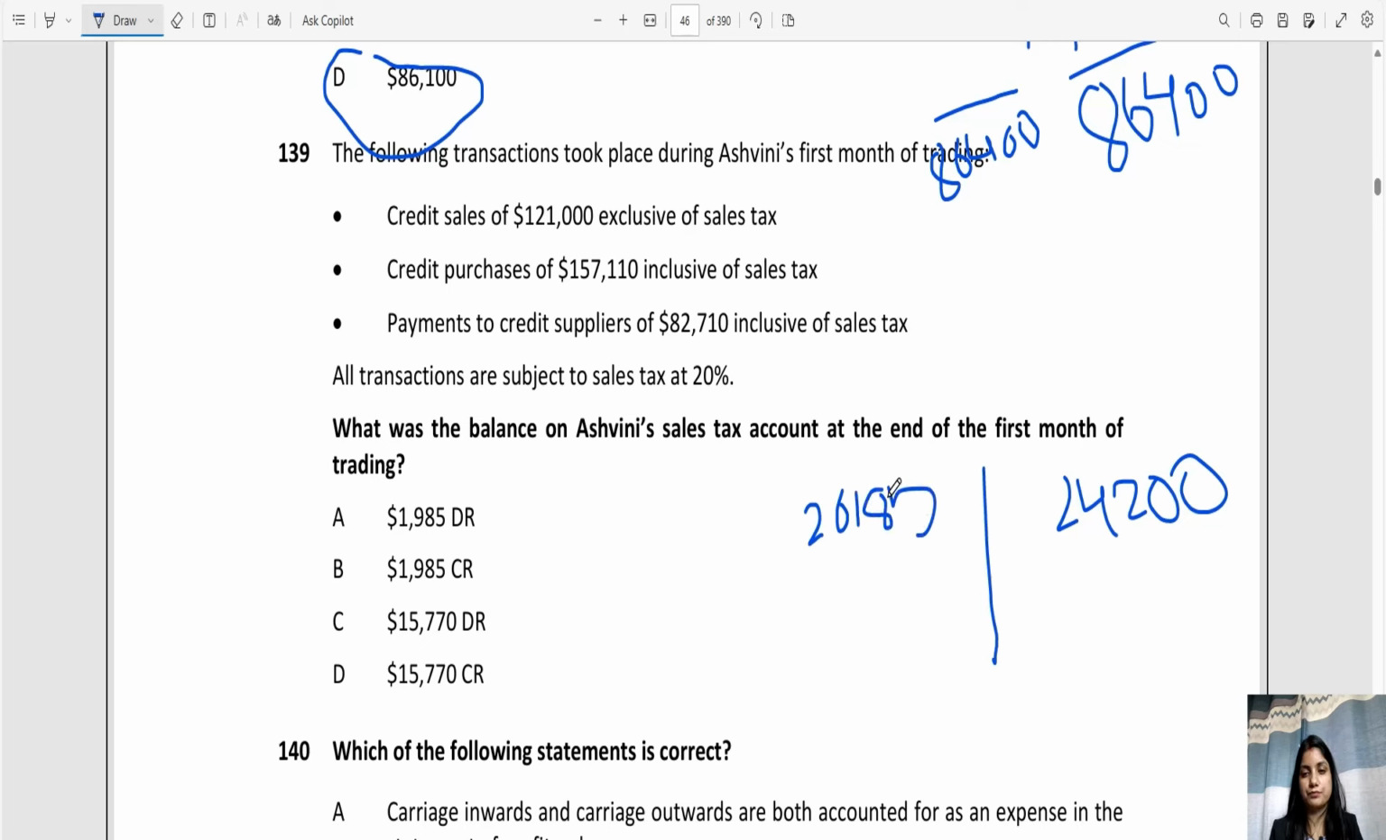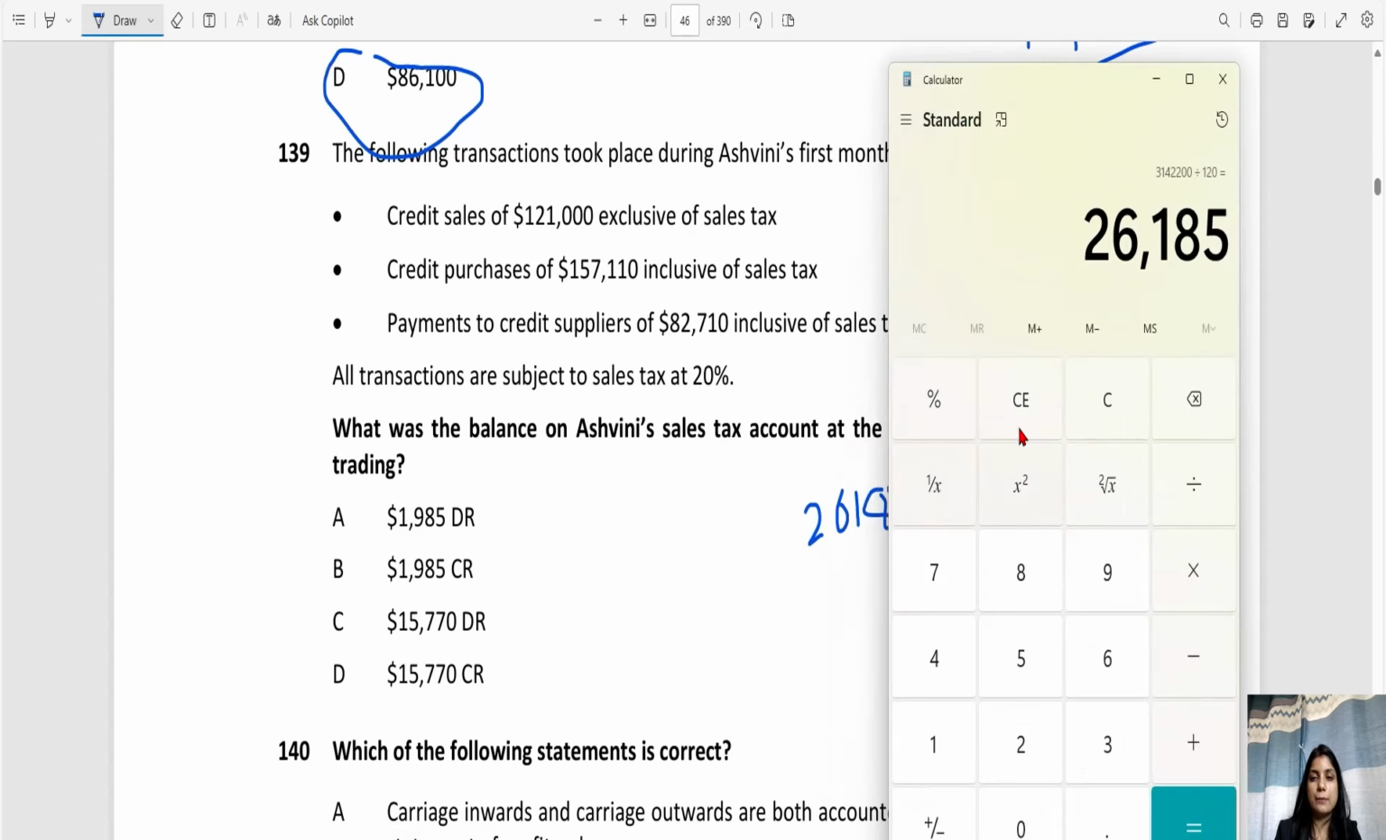26185. Payment to credit supplier of 82,710 inclusive of sales tax. So they are simply paying the credit supplier, and at the time they booked the payable balance, they might have recorded this sales tax amount. So in our case, the third transaction will have no impact on the sales tax account.